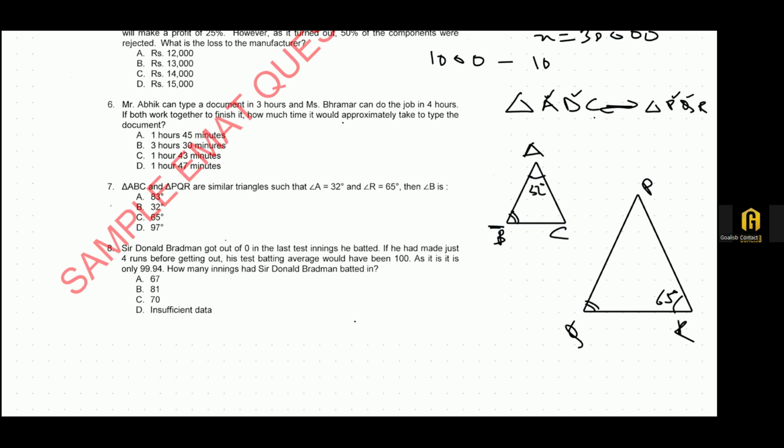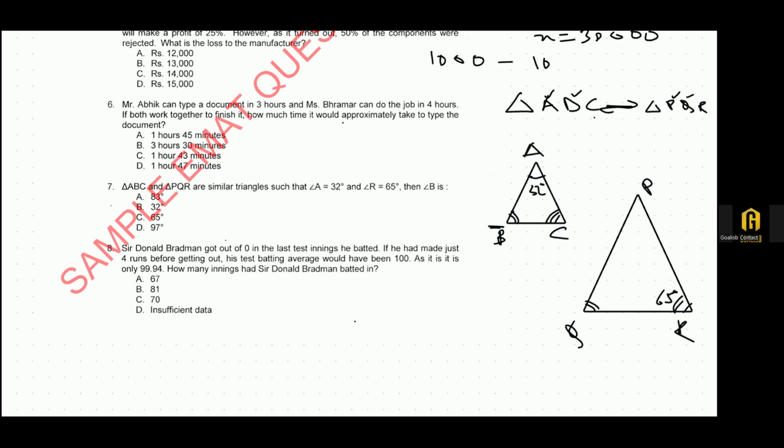Also, in similar triangles, the ratio of the corresponding sides are also equal. That means AB upon PQ will be equal to BC upon QR, will be equal to AC upon PR.